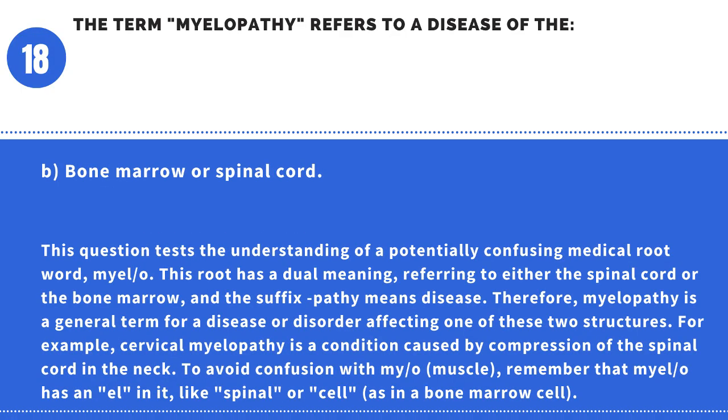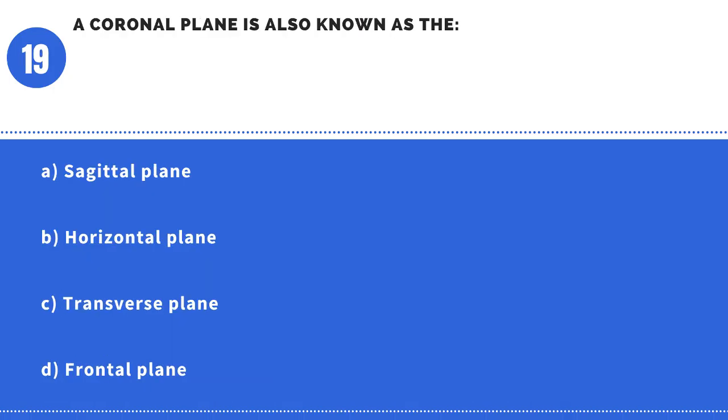Answer: B. Bone marrow or spinal cord. This question tests the understanding of a potentially confusing medical root word, myel/o. This root has a dual meaning, referring to either the spinal cord or the bone marrow, and the suffix pathy means disease. Therefore, myelopathy is a general term for a disease or disorder affecting one of these two structures. For example, cervical myelopathy is a condition caused by compression of the spinal cord in the neck. To avoid confusion with my/o, muscle, remember that myel/o has an L in it, like spinal or cell, as in a bone marrow cell.